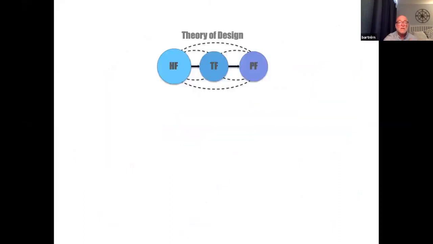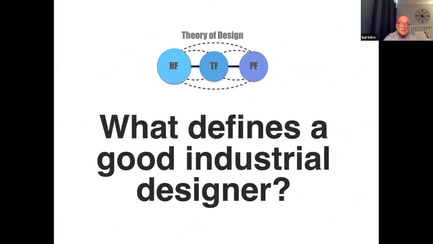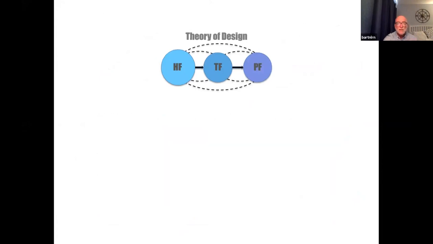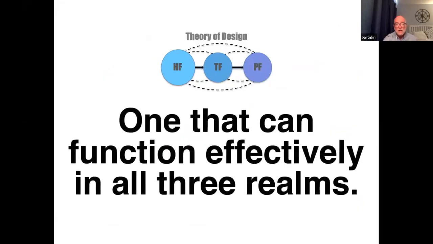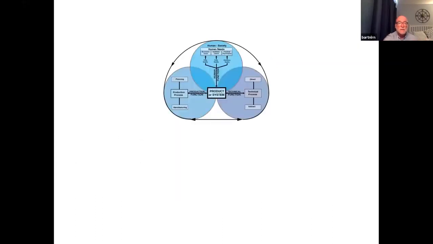So what do I believe defines a good industrial designer? I believe that a good industrial designer is a person or a designer that can function effectively in all three realms. And those three realms are the human, the technical, and production function. They have to have some understanding of materials and processes, packaging, shipping, and even back to the human function.